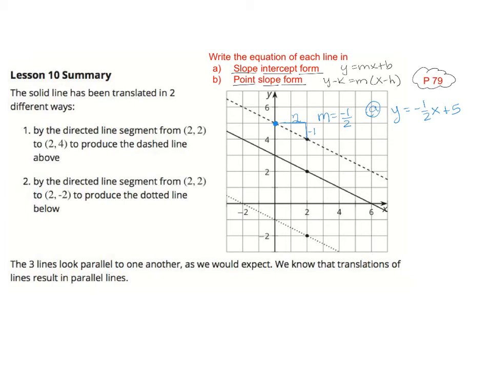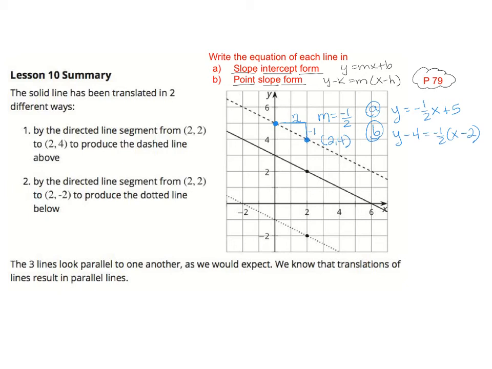So now I would like to write it in point-slope form. So I need a point on my line. Let's use the point they give me. This point right here on my line is 2, 4. So now I'm going to write it in point-slope form. So y minus the y-coordinate, y minus 4, equals my slope, negative 1/2, times x minus my x-coordinate, which is 2. That's 2 different ways to write an equation of this dashed line.